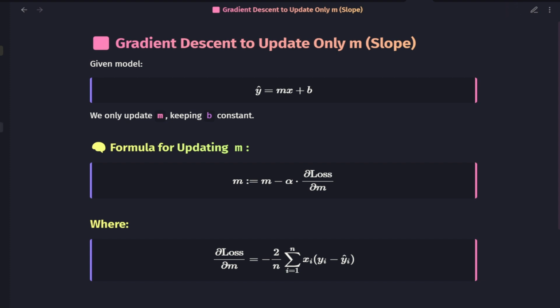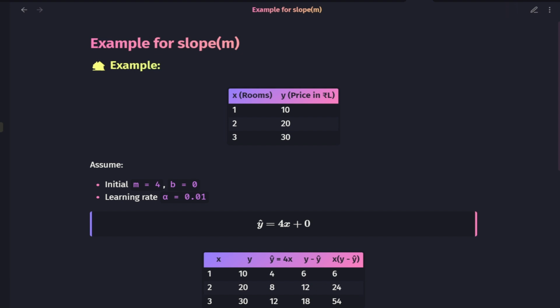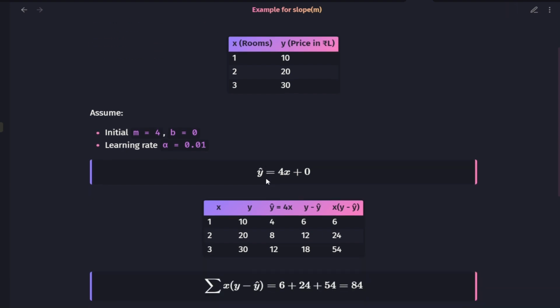Let's take a practical example to understand how gradient descent updates the slope m. We are using the equation y hat is equal to mx plus b. And here we have set m is equal to 4 and b is equal to 0. And our learning rate alpha is equal to 0.01. We have data for the number of rooms x and house prices in lakhs y. Based on that, we calculate y hat using 4x, y minus y hat to find the error, and then x times (y minus y hat) to help calculate the gradient descent.